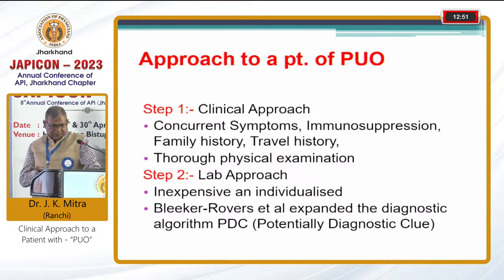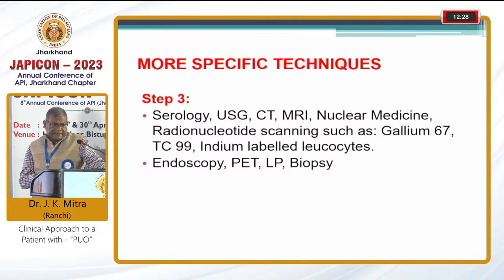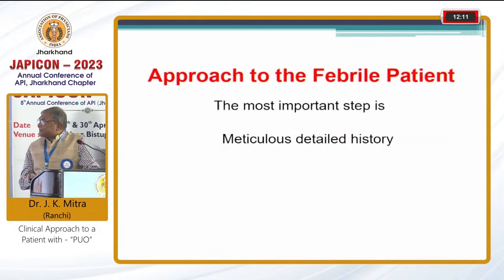This is very important. Lab approach should be inexpensive and individualized. So one should not investigate by a fixed list every time. It should be individualized, a tailored approach as we call it, and we must consider the cost also, so we should not go for unnecessary testing. Bleeker-Rovers et al. expanded the diagnostic algorithm, like potentially diagnostic clue. Then step 3 is the tests, more specific techniques: serology, ultrasound, CT, MRI, nuclear medicine tests, nucleotide scanning such as gallium-67 or technetium or indium-labelled leukocytes, endoscopy, PET and biopsy.